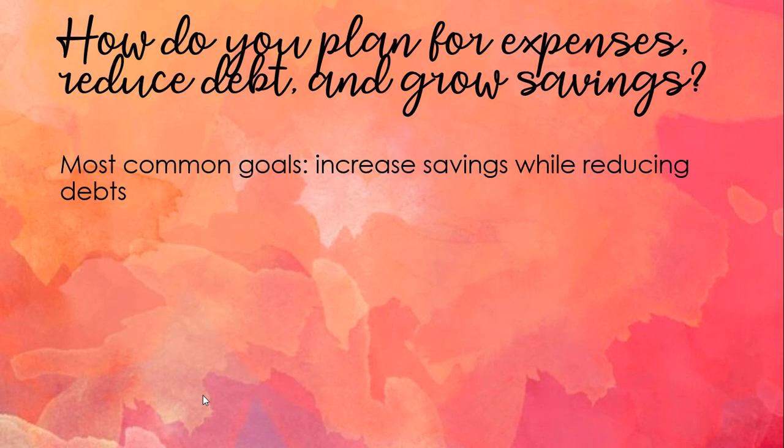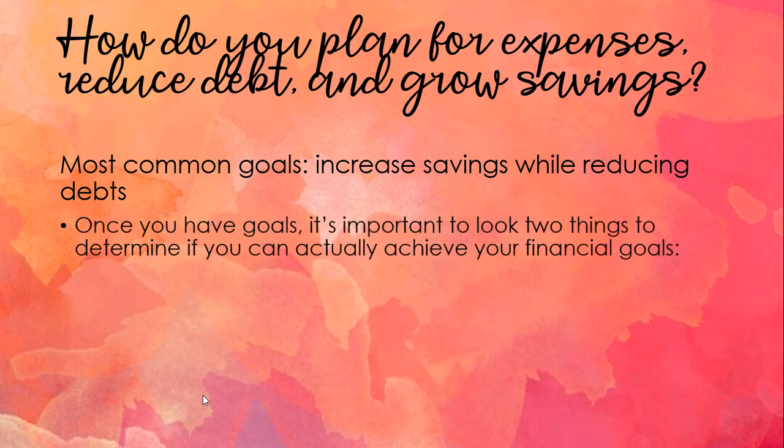The most common goals that people have when planning for expenses, reducing their debt, and growing their savings is that they want to increase their savings, increase their money, and then they want to make sure that they have less debt. They want to reduce their debt. So once you have goals, it's really important to look at two things to see if we can actually achieve these goals. Okay, so say your goal is to increase your savings and decrease your debt. It's really important to look at two things to determine if you can actually reach that.